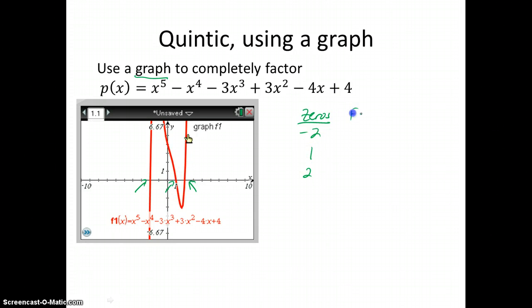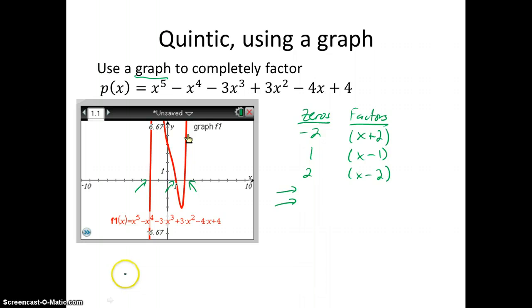So my factors right now are going to be x plus 2, because remember we want that to cancel out, so that's why it's x plus 2. And then we have x minus 1, and we have x minus 2. So right now we have 3 factors. And remember, since we have a 5th degree polynomial, the Fundamental Theorem of Algebra says we should have 5 factors. So we're missing 2 zeros here. And according to the graph, these are the only real zeros we have. So those should be complex.